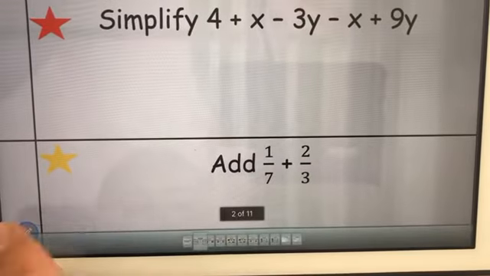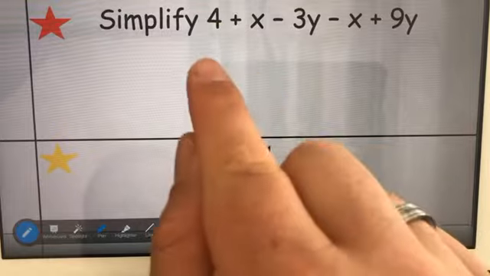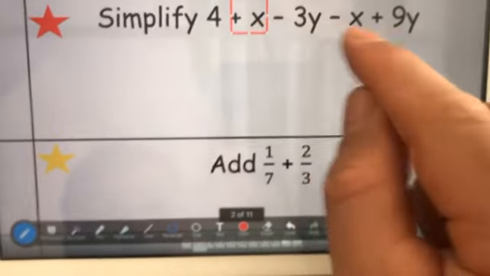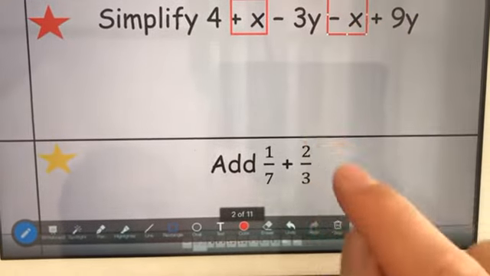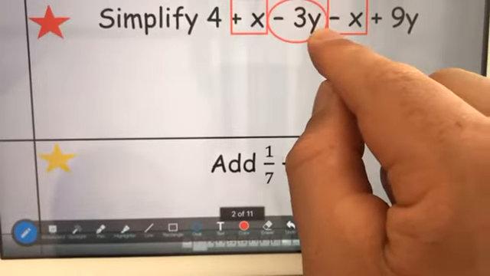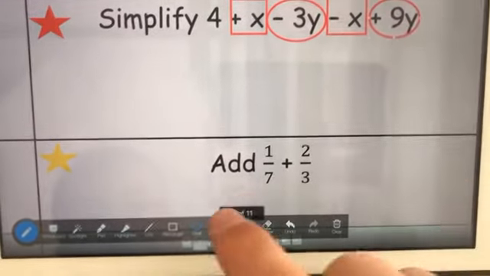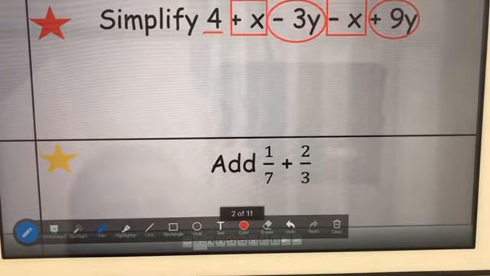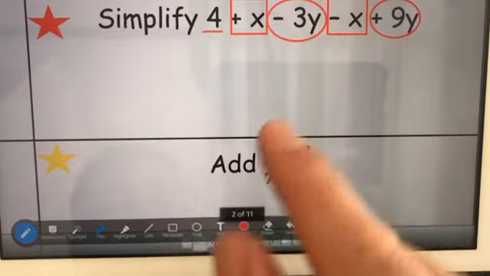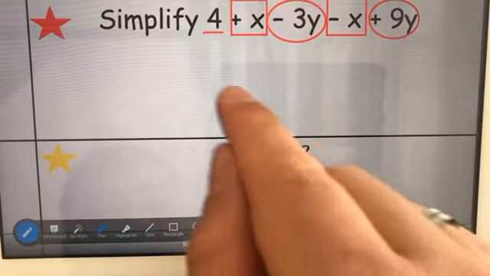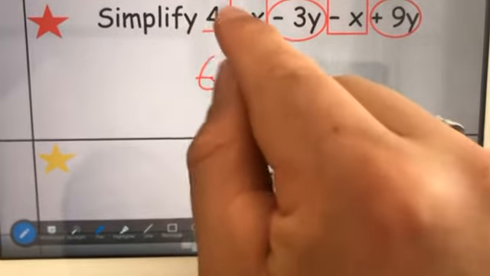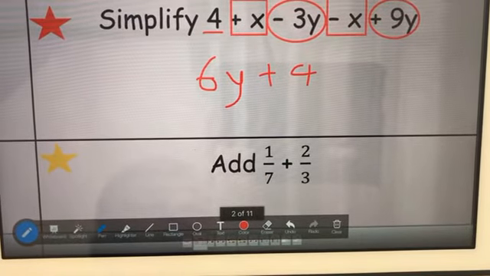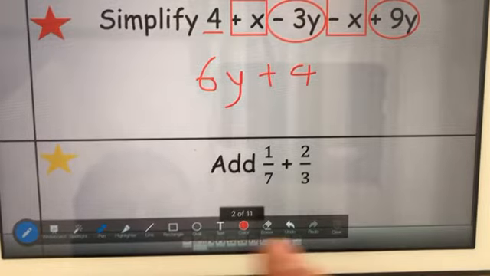I've got 4 plus x minus 3y minus x plus 9y. I'm going to put shapes on certain things. I'm going to put a rectangle on the x's. I'm going to put an oval on the y's. And then I'm just going to underline the last one because there's nothing else. That's the only one of that certain type of thing. So x and x take away x just leaves you with nothing. Minus 3y plus 9y is positive 6y. And then that positive 4 just has to go on the end because there's nothing else to go with it to simplify with. So I can't be putting it with a y. So my answer is just 6y plus 4 for 1 point.